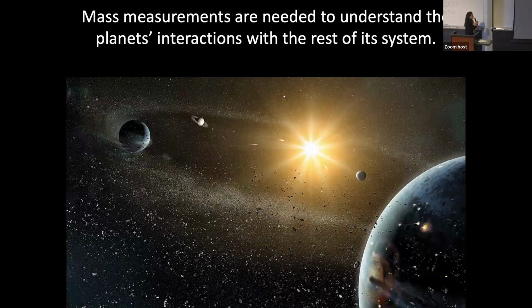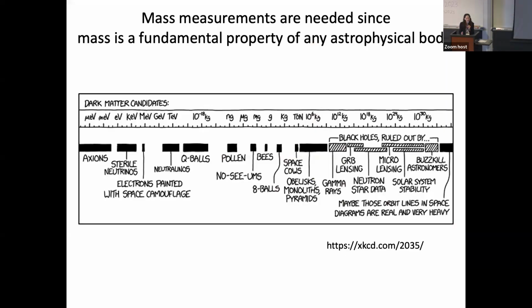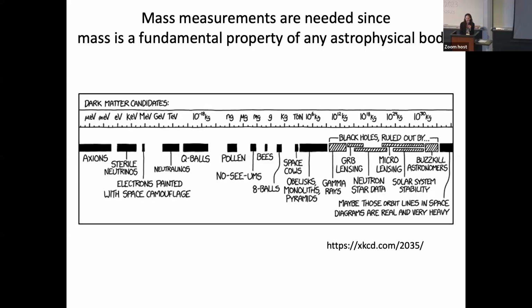Okay, and so far, I've mostly just been talking about one planet at a time, but of course, planets aren't all alone. They're often found in planetary systems, and measuring the masses of the planets is important to get that system-wide context, to understand the interactions with other planets in the system, the potential delivery of volatiles from planetesimals that could contribute to the atmosphere, and gravitational interactions. And finally, mass is a fundamental property of any astrophysical body. And so for me, from a more philosophical standpoint, if we don't know a planet's mass, can we really say we know the planet?